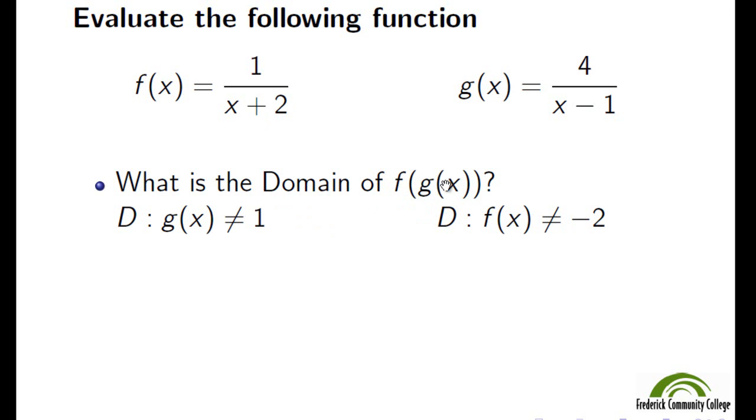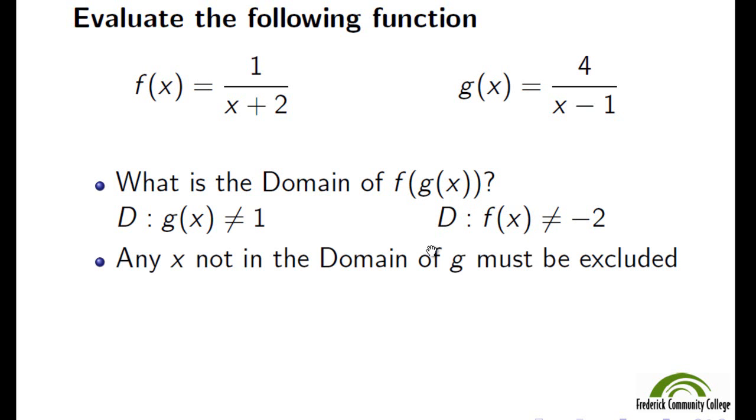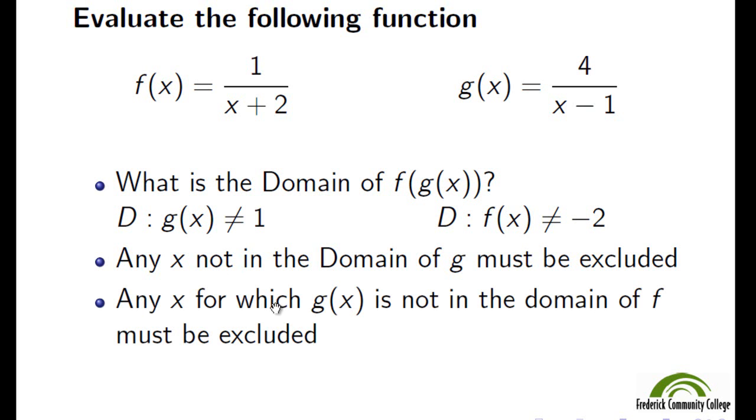You always start from the inside out. Because the inside piece here is g of x, it cannot take on a value of 1. So 1 is a no-no in the domain. That's going to be one of the values that I cannot contain. But this is not necessarily true with my 2, because we've got to work a little magic. Why? Because it says any x not in the domain of g must be excluded. That is all that means. That statement is about g of x: wherever g of x is undefined, that value cannot be in the domain. So that's cool. However, this one says any x value for which g of x is not in the domain of f must be excluded.